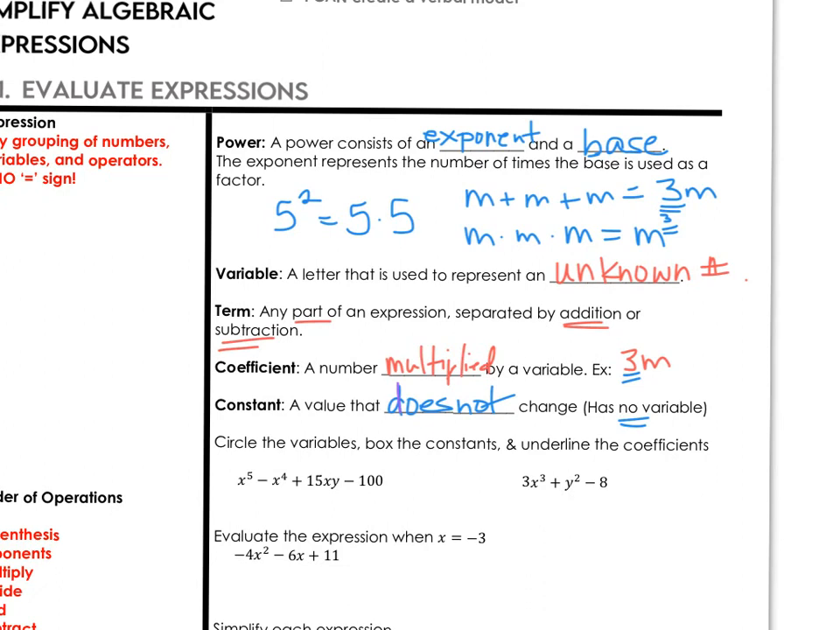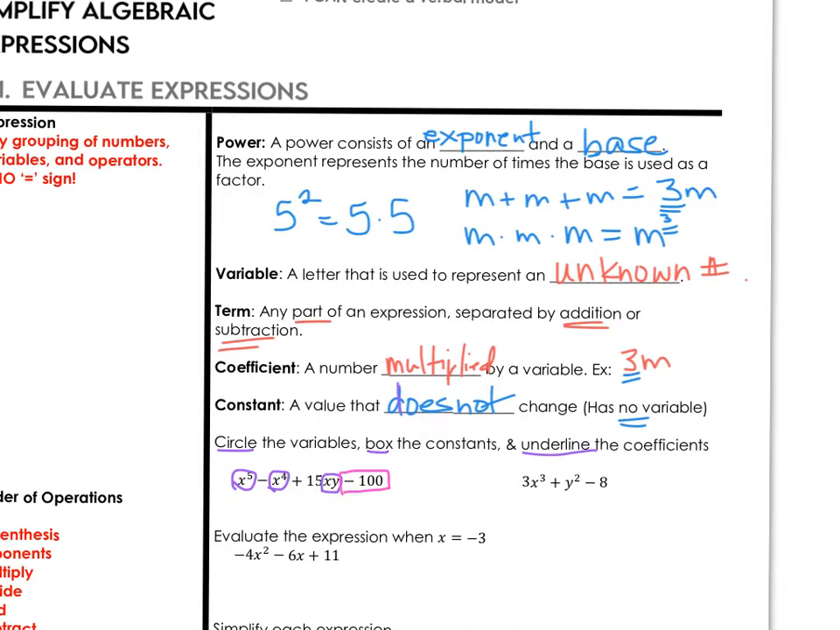Keeping those definitions in mind, circle the variables, box the constants, and underline the coefficients down below. Well, if we want to circle our variables, the variables are any letters that represent our unknown numbers. We have x to the 5th is a variable, x to the 4th is a variable, x times y in that first expression. Box the constants. Well, the constant is the number that doesn't change and has no variable. In this case, our constant would be negative 100. Include the sign with it.